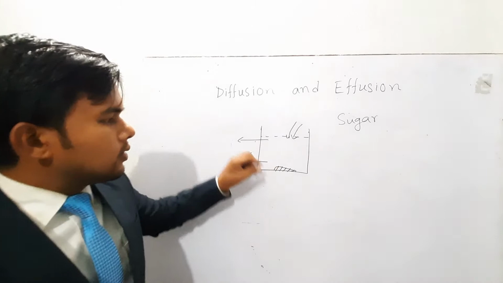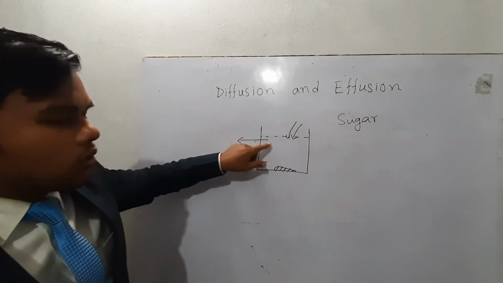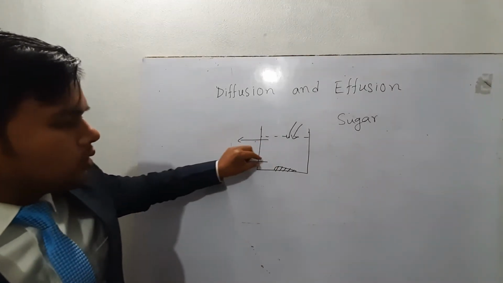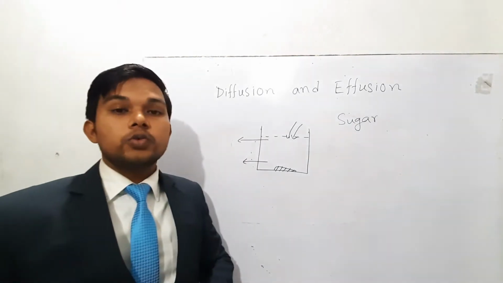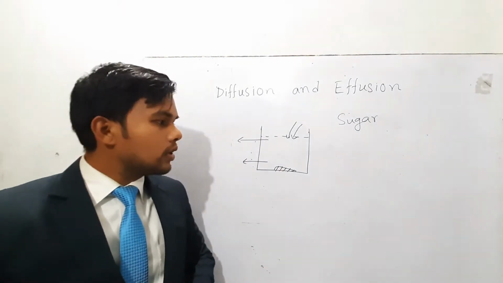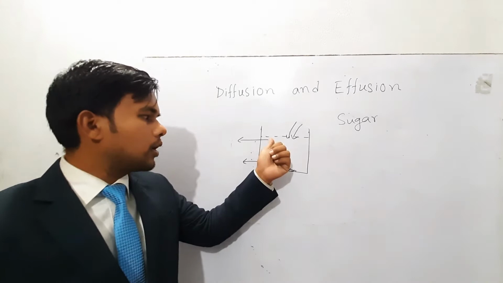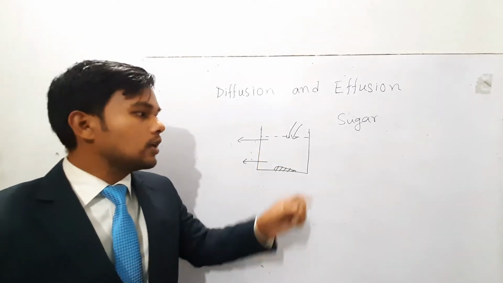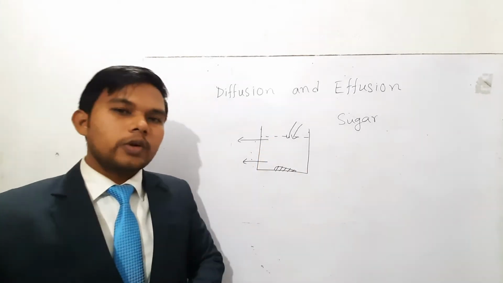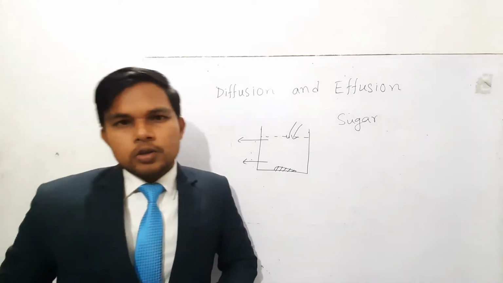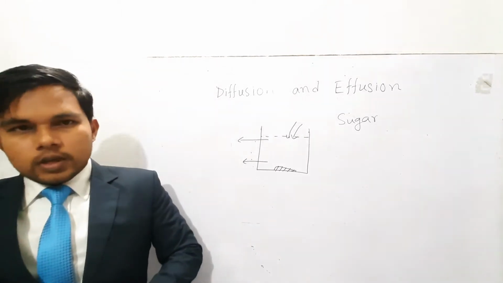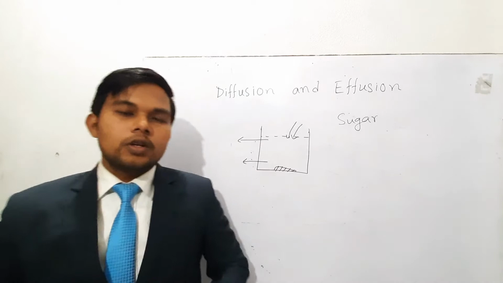When you taste some solution from the upper part and some solution from the lower part, you will see that the intensity of sweetness is the same in the lower part and also in the upper part. That means the sugar is also dissolved in water in a homogeneous way. So from these types of examples, we can give the definition of diffusion.